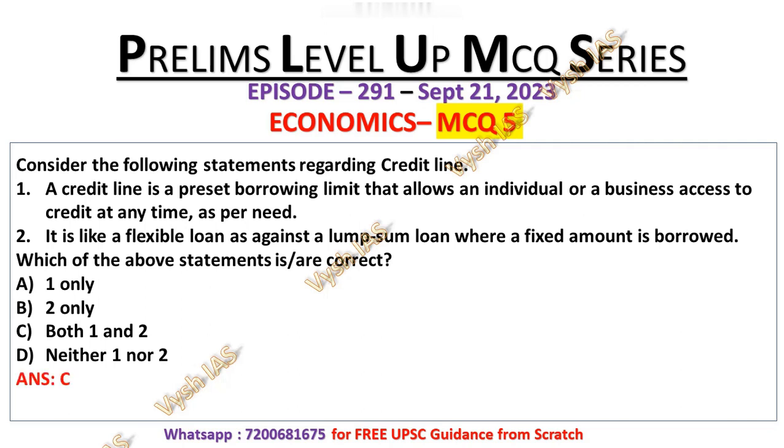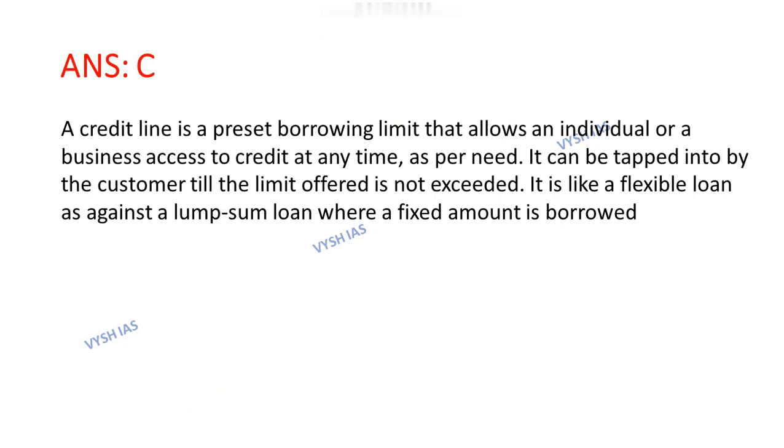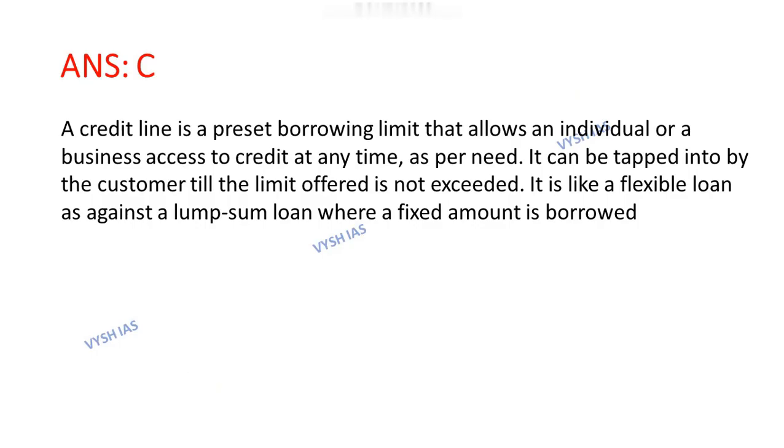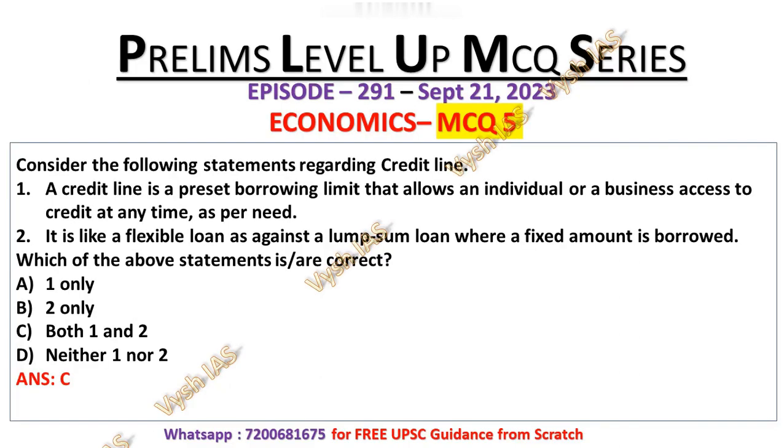Its correct answer will be option number C, that is both 1 and 2. A credit line is a preset borrowing limit that allows an individual or a business access to credit at any time as per the need, which is statement number 1. It can be tapped into by the customer till the limit offered is not exceeded. It is a flexible loan as against a lump sum loan where a fixed amount is borrowed, which is statement number 2. So on the basis of the solution or the statements, you can make notes, and both the statements are true regarding the credit line.